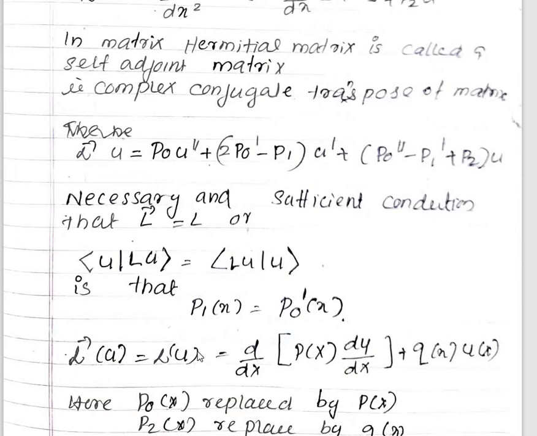L bar of u should be equal to L of u. L bar is the self-adjoint operator of L of u. So if L of u is equal to L bar of u, we can say that this is a self-adjoint operator.